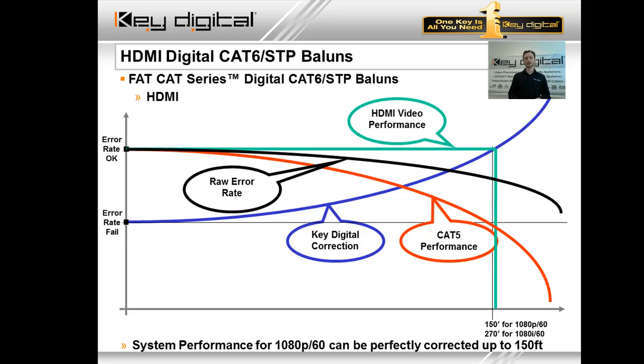You are looking at 150 feet as a maximum distance, okay? So we talked a little earlier about 140, 270. We're going to say 150 maximum distance. You may find yourself a very good Cat6 shielded cable that is able to deliver that, or of course we could go beyond that with the Key Digital Cat6 shielded cable. 270 for 1080i, 720p, 1080p, 24 frames per second.